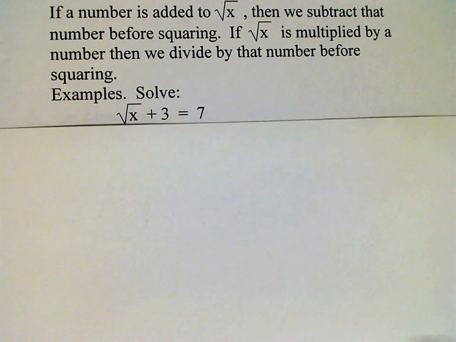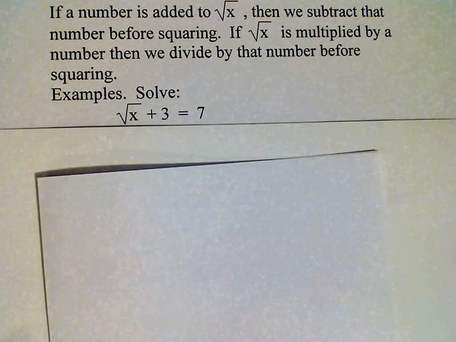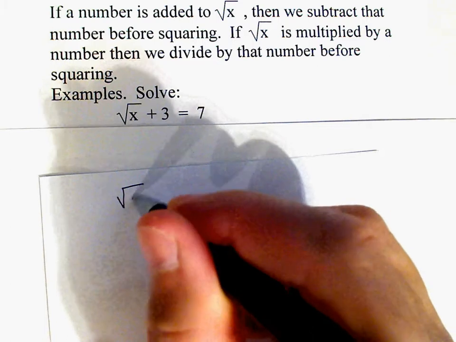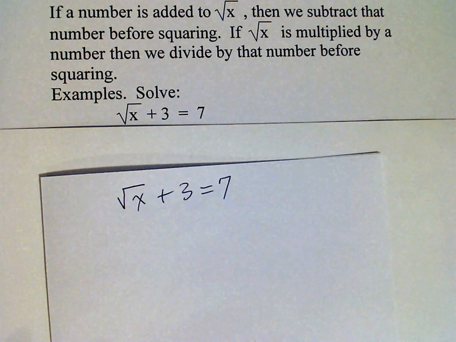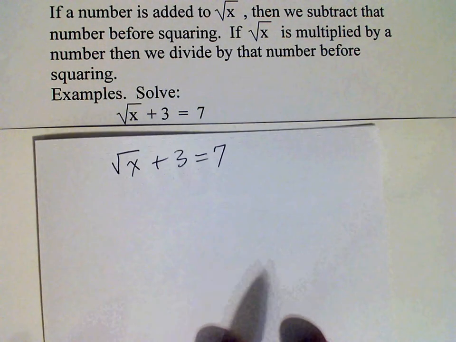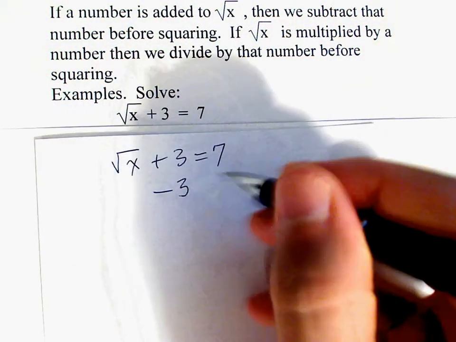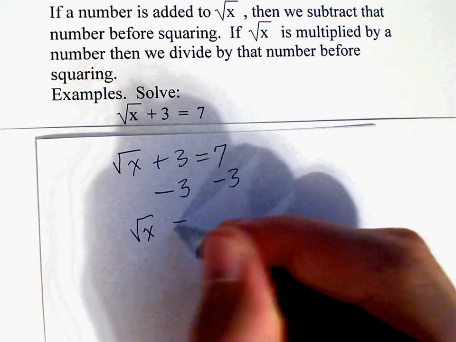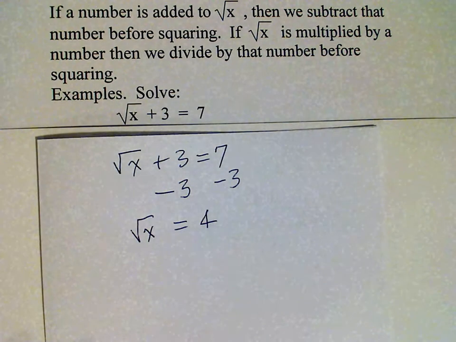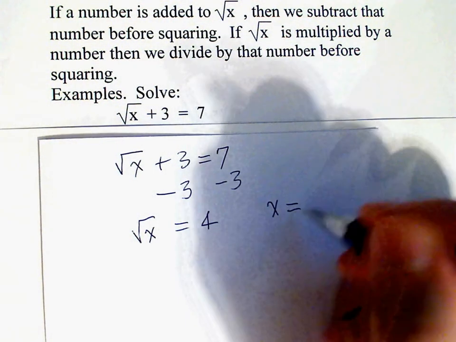So, for example, we have radical x plus 3 is equal to 7. We see that 3 is being added, and so we can get rid of that 3 by subtracting it. Subtracting 3 on both sides leaves us with radical x is equal to 4. And if the square root of x is 4, then x must be 16.